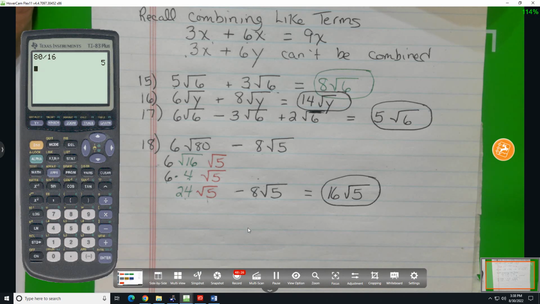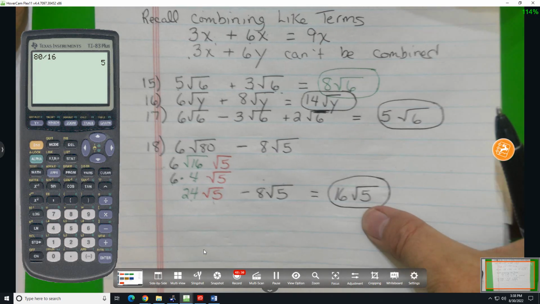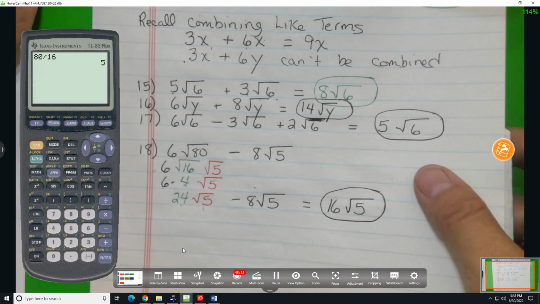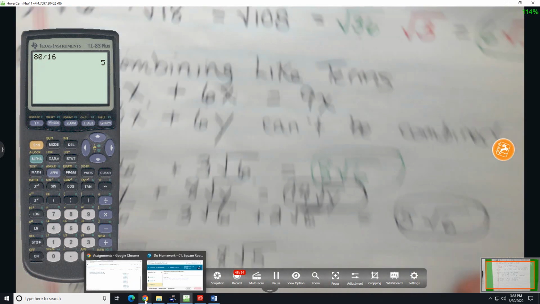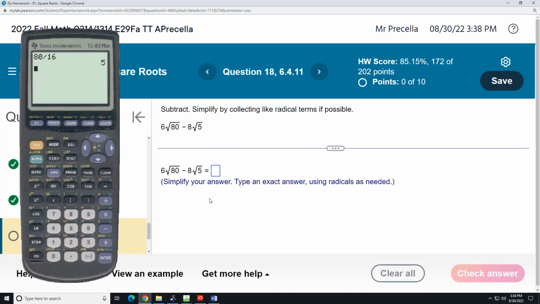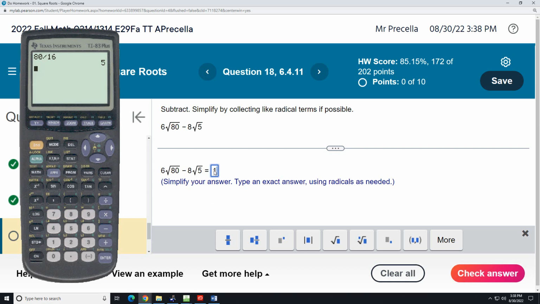I know we've been rambling on for a while. I'm afraid we're starting to just say stuff and it hits you in the face and bounces off. Have a mighty quiet. 16 square root of 5.